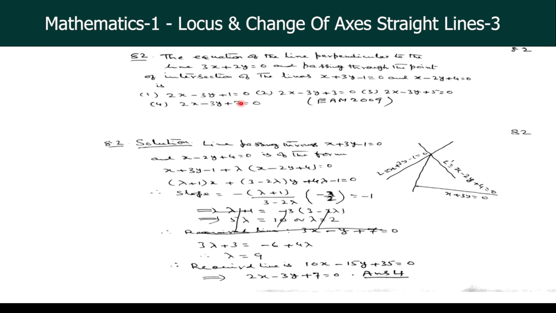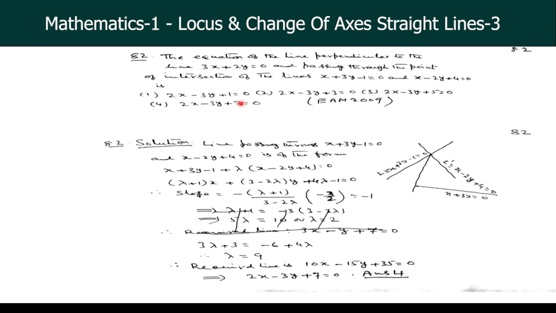You know that any line passing through the intersection of two lines L and L dash is of the form L + lambda L dash = 0, where lambda is a parameter. Now, in the present case, the equation of any line passing through the given lines is of the form x + 3y - 1 + lambda(x - 2y + 4) = 0, or (lambda + 1)x + (3 - 2 lambda)y + 4 lambda - 1 = 0.